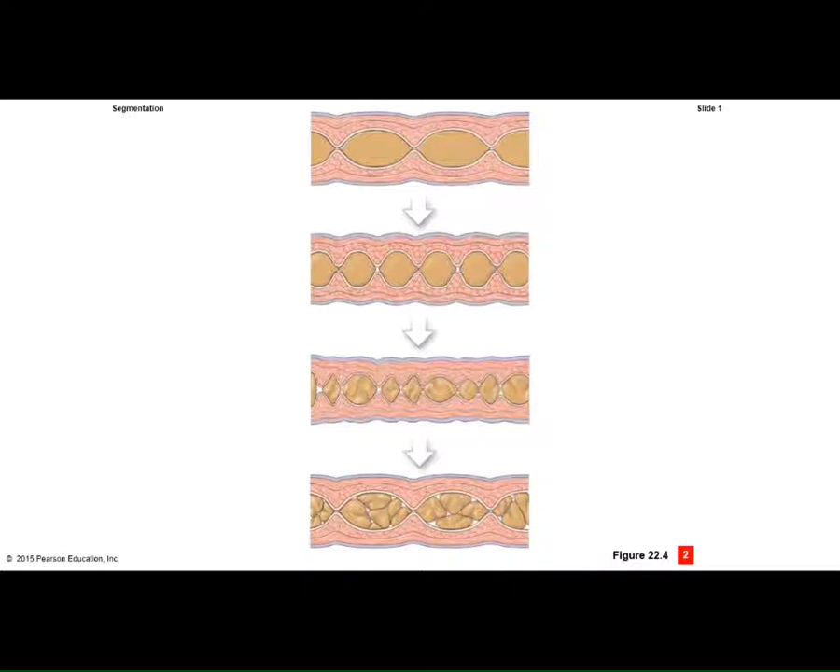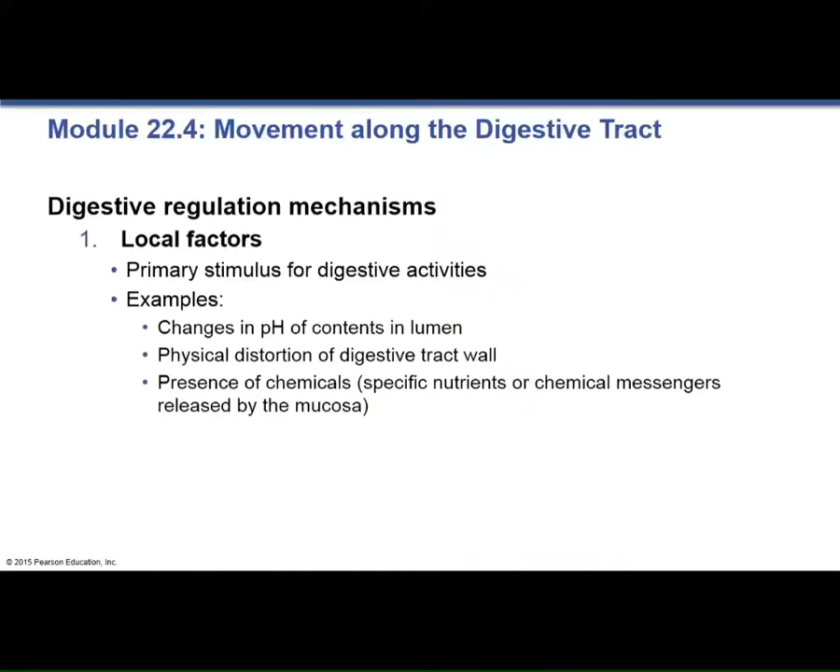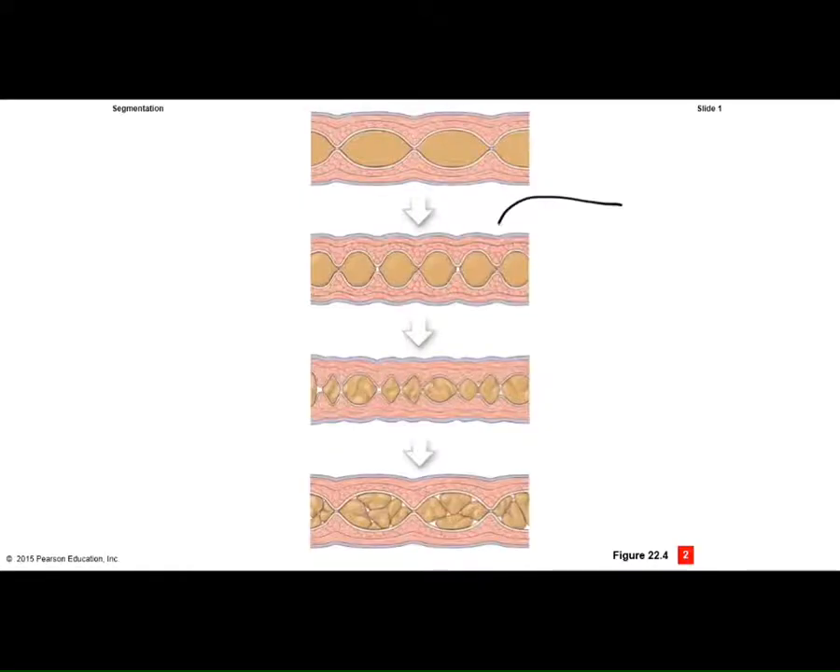So as the name suggests, you see that more and more of the wall is walling off and creating smaller and smaller sections. And so that walling off is then going to allow the digestive enzymes to churn and really mix those regions up. So now you've got the chyme being broken down more completely.